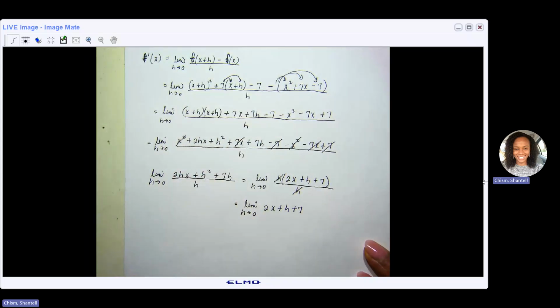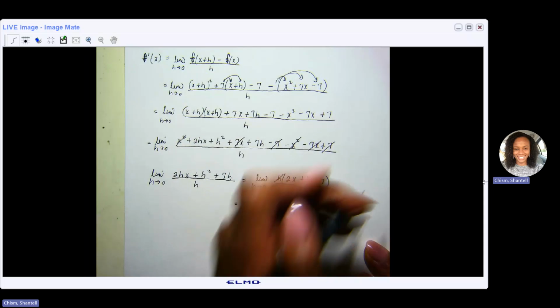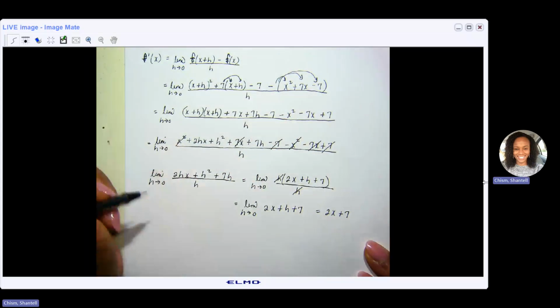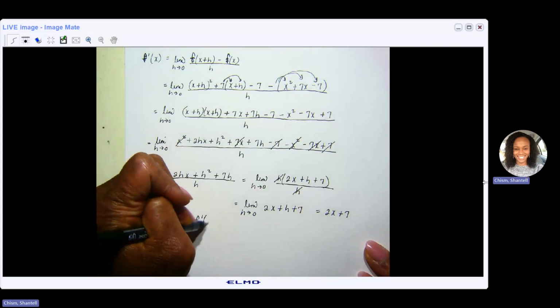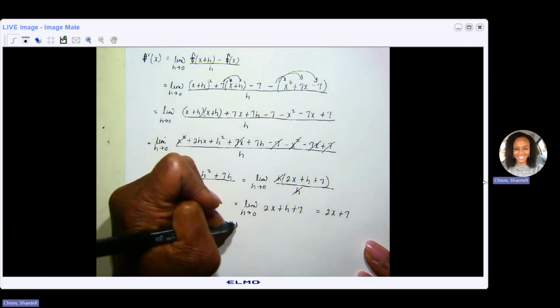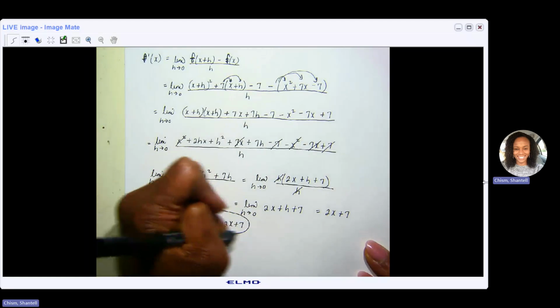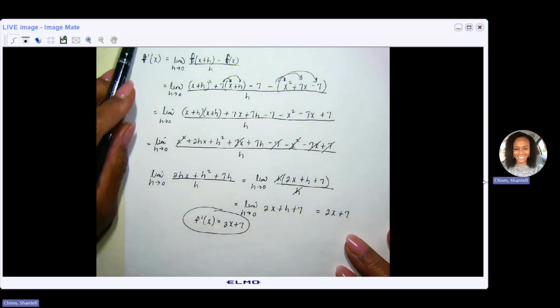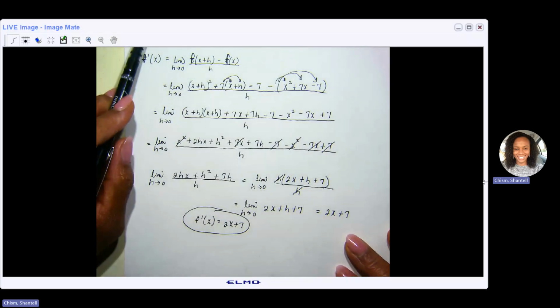Okay? Now, to actually evaluate the limit, let h be 0. So that essentially is just 0 right there. So we got 2x plus 7. 2x plus 7. That's our derivative. So f prime of x is 2x plus 7. Okay? Now we'll take that and we'll evaluate the derivative at 1, at 2, and at 3.